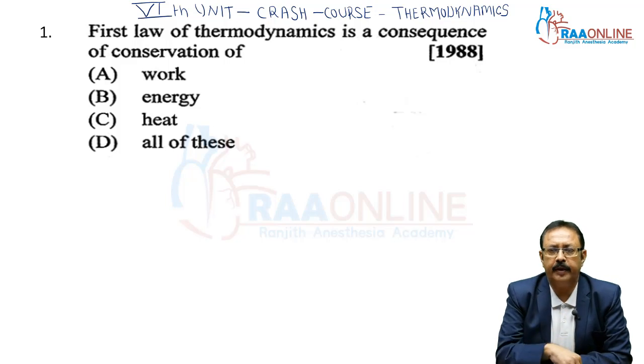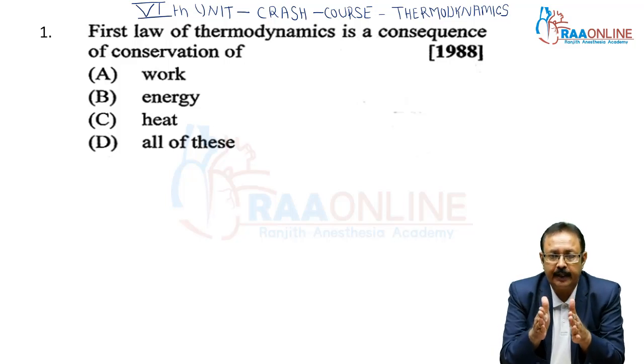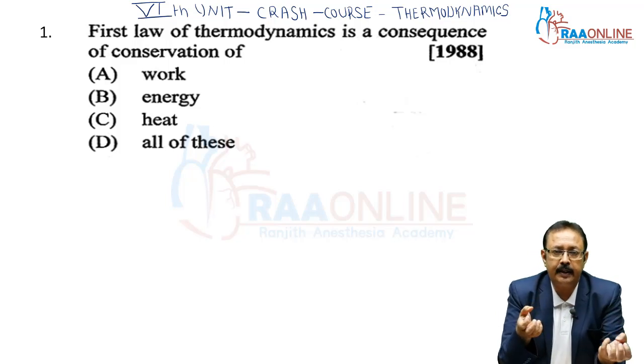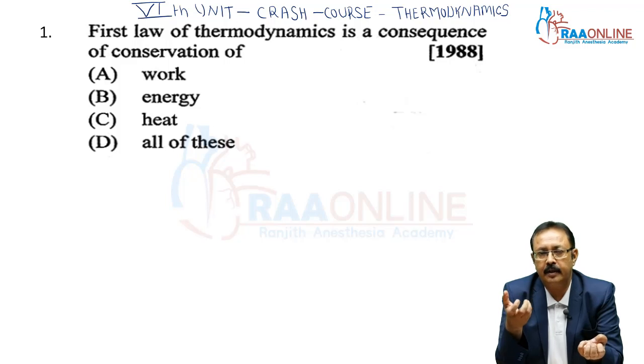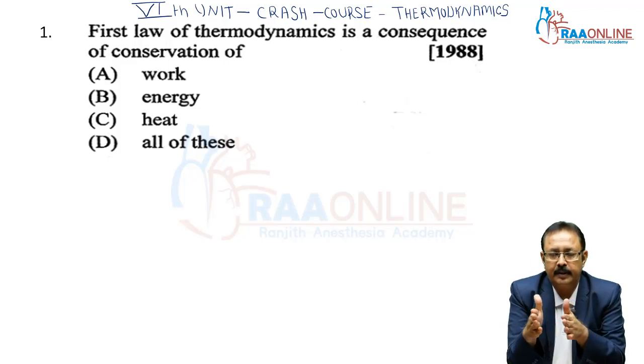First question is from AIPMT 1988. What is the first law of thermodynamics? It is a consequence of conservation of energy. The energy we are getting from the source, dq, is equal to du plus dw. The whole is utilized either in increasing the internal energy or in doing external work. It means energy intake is equal to energy output.